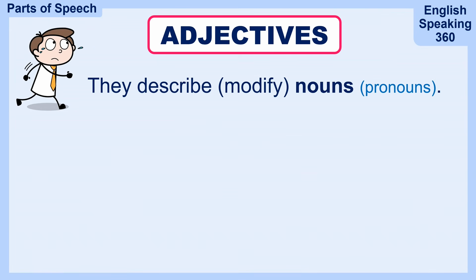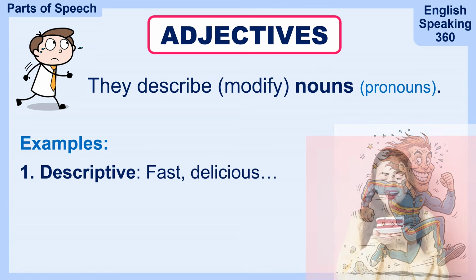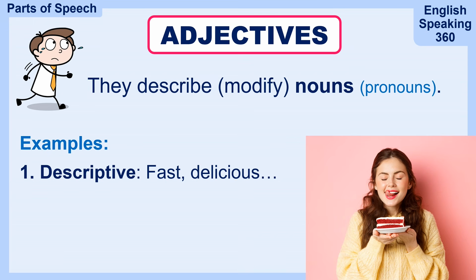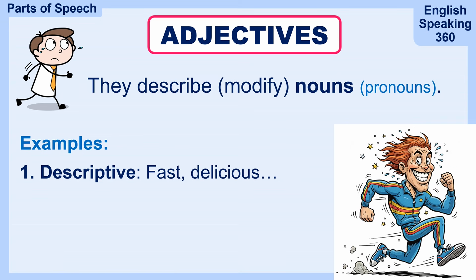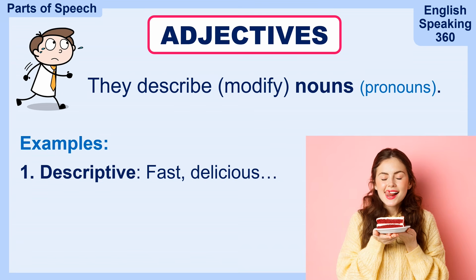Adjectives. Adjectives describe or modify nouns and also pronouns because pronouns can replace nouns. Here are some examples. Fast or delicious. So those are used to describe the noun. In the first example, maybe you can say a fast jogger. Jogger is a noun and fast is modifying jogger. Delicious, a delicious cake. Cake is a noun, not just a cake, a delicious cake. It describes the kind of cake.